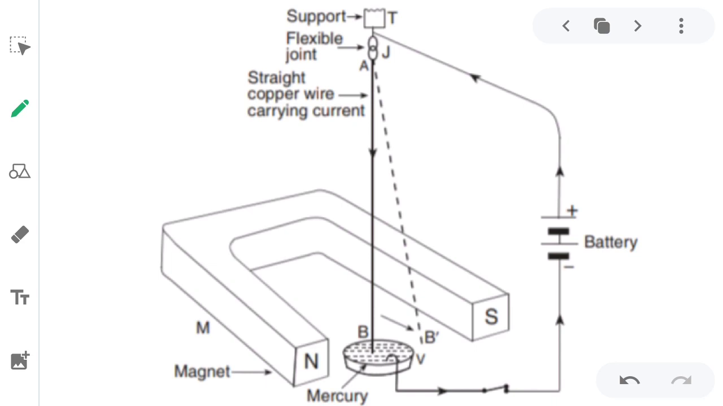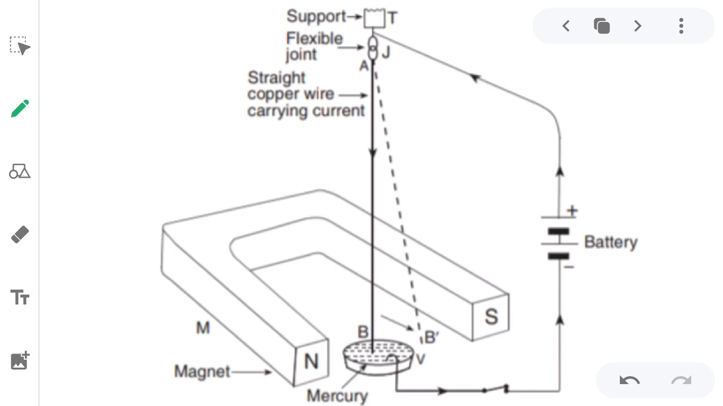The point is very important that the maximum force is exerted on the current carrying conductor only when it is placed perpendicular to the magnetic field. The current carrying conductor should be placed perpendicular to the magnetic field. If it is not placed perpendicular, the force will act a little less. The maximum force will act only when the current carrying conductor is placed perpendicular.